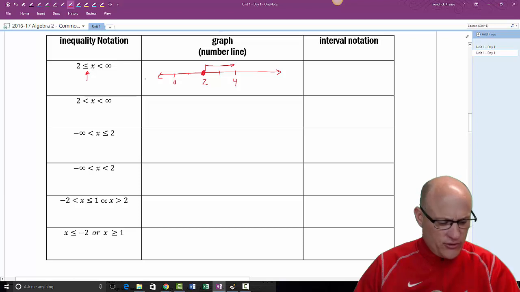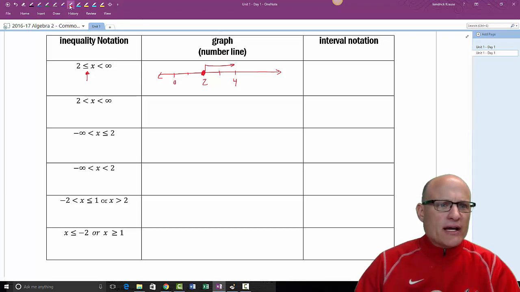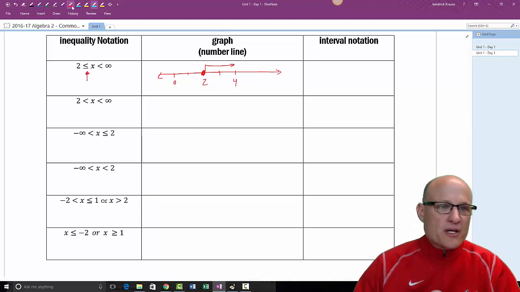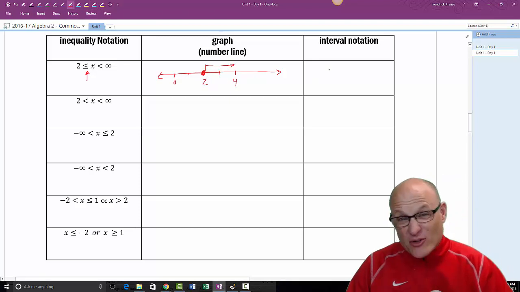Some of your other teachers might do it like this. Let me do it with this yellow. They might make a nice thick yellow line there, maybe a nice thick blue line. I don't like that. I like to do it with just an arrow above and do it that way. So then we're going to do it in interval notation.